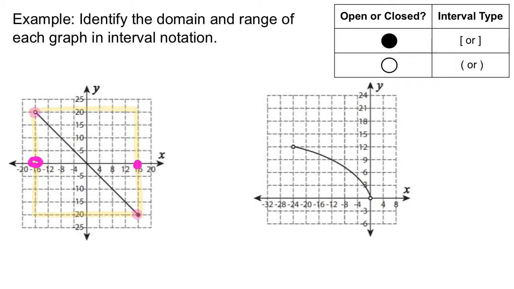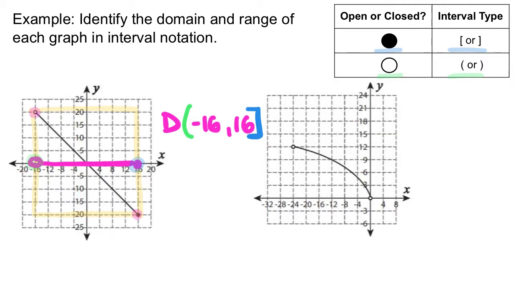So I put a closed circle at my 16, and the domain indicates all those numbers in between. So my domain would be from negative 16 to 16. And again, because the first one has an open circle, and we know when we have an open circle, we use a parentheses. I would have a parentheses around the negative 16. And then whenever I have a closed circle, I use a bracket to show it includes the number. So I have negative 16 to 16.